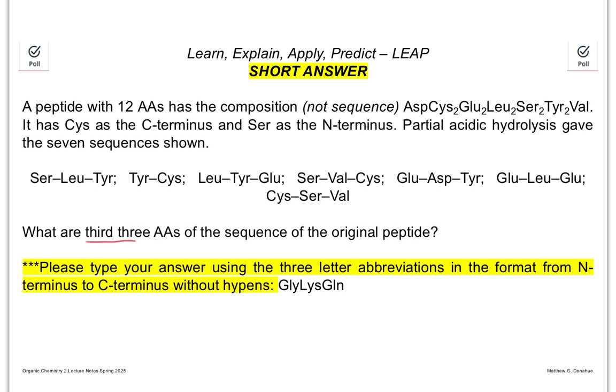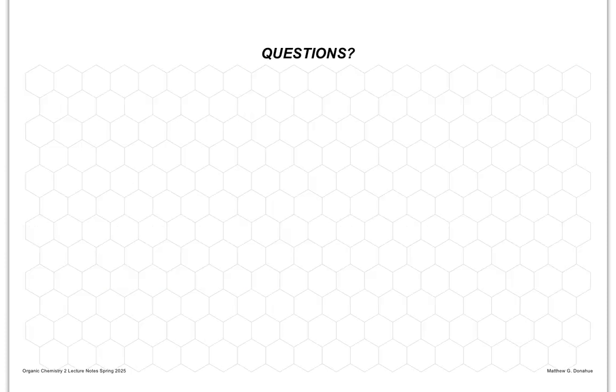What are the third 3 amino acids? What are the last 3 amino acids? So at that point, when you do that, you should have overall the exact sequence from the N to C terminus of the 12 amino acids present.